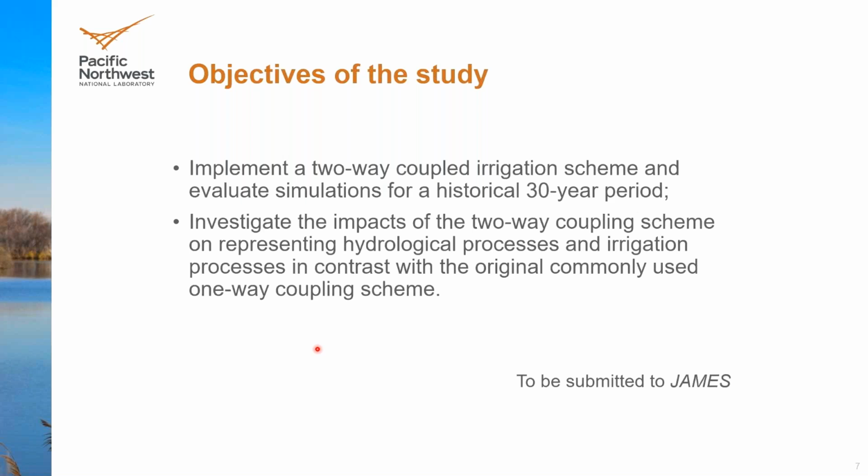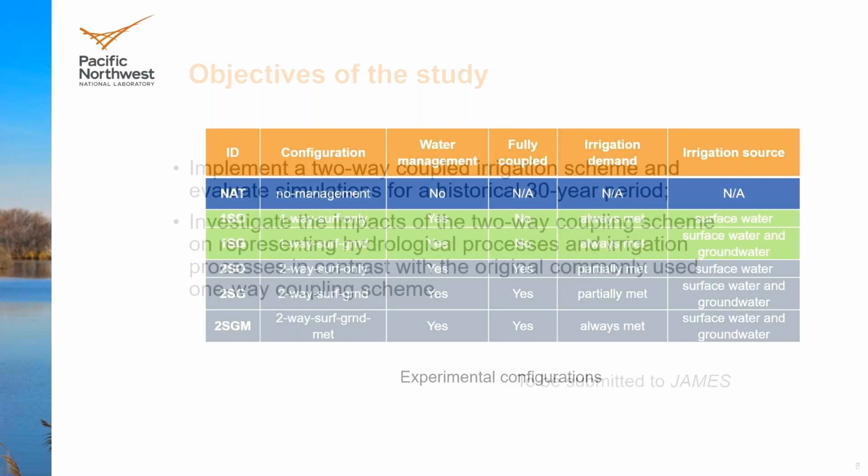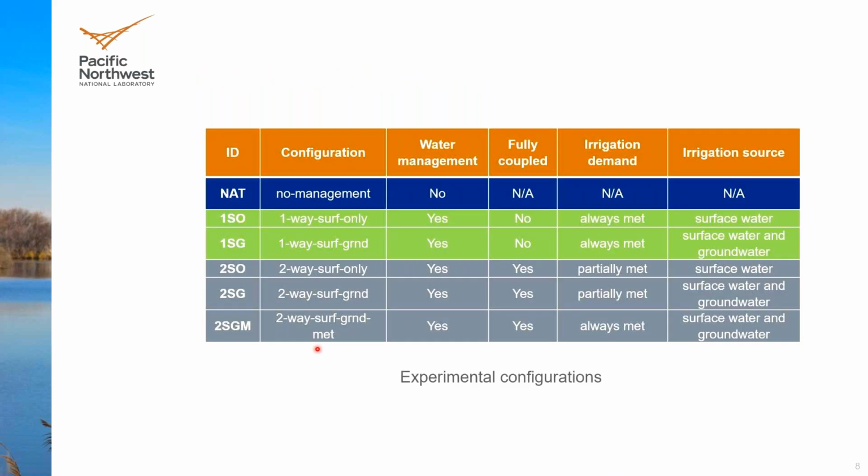So in this study, we have developed a number of simulations to compare. In these six simulations, we have a baseline simulation, which we call the ID NAT, indicating natural condition. In this simulation, there's no management, no irrigation at all. So it's a natural condition.